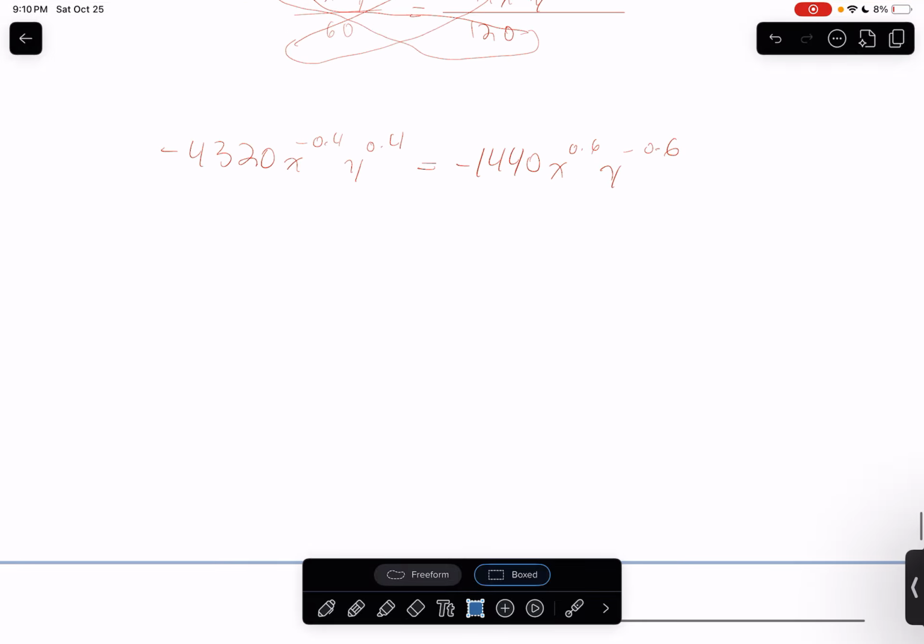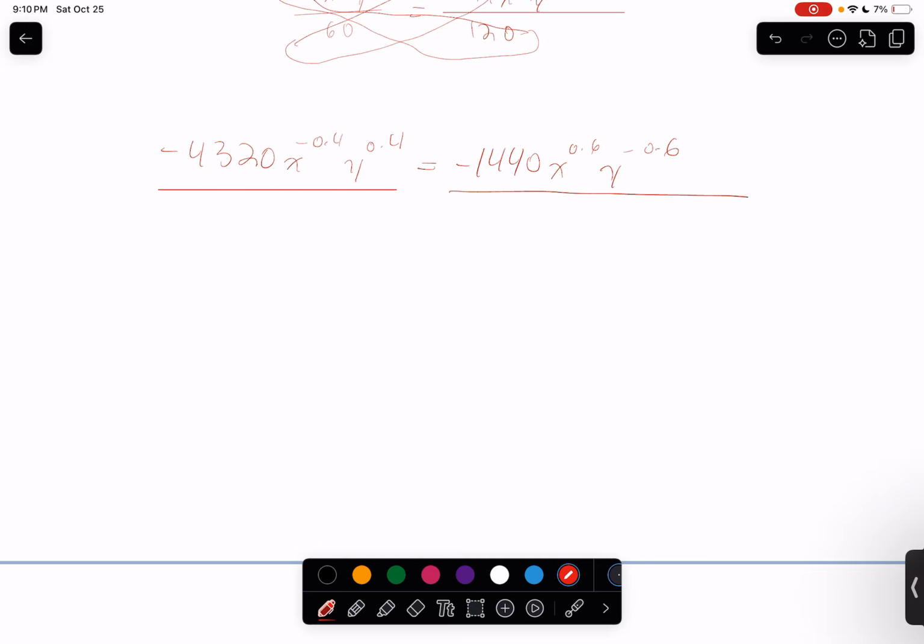The next step in this whole ordeal is we want to move these y terms to each opposite side, and correlate. We want the negative values to go in their denominators. And when we do that, we're going to have a value of 4,320x, or my apologies, y^0.4, because we want the y values with the negative values at the denominator.